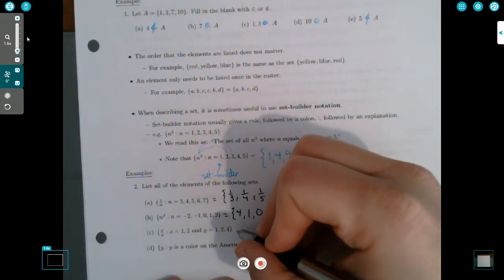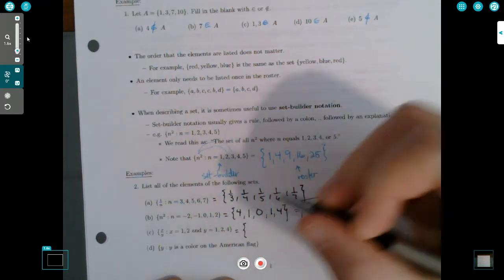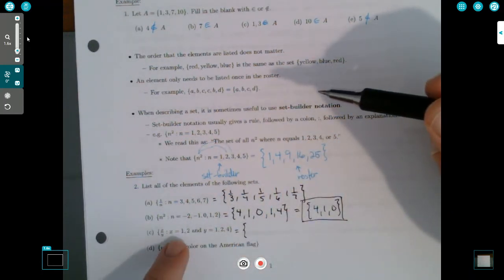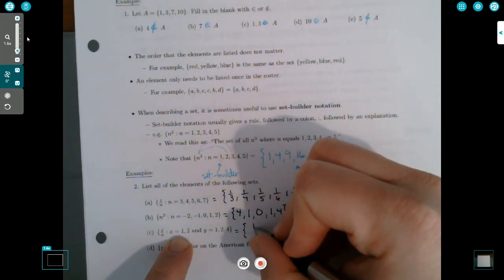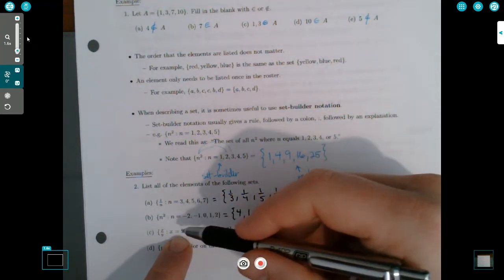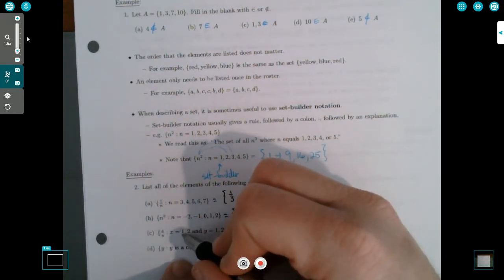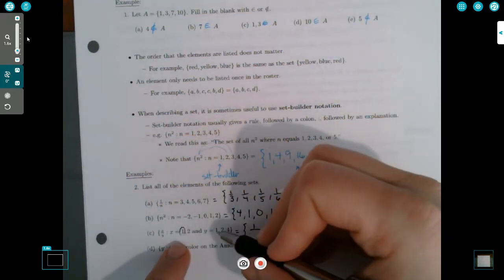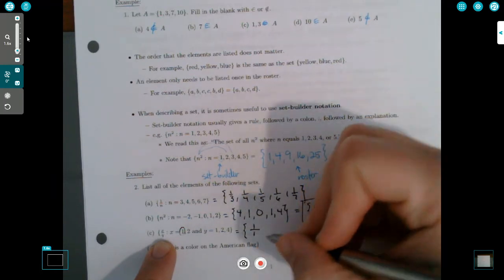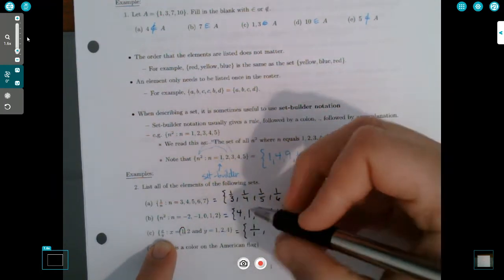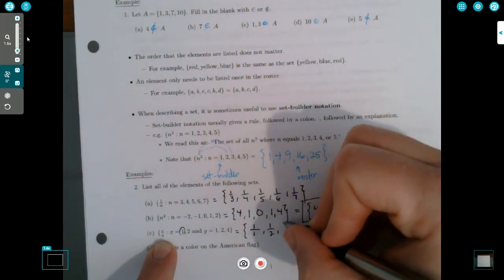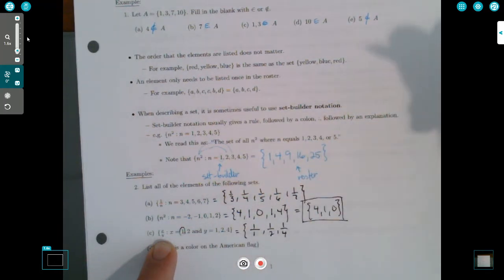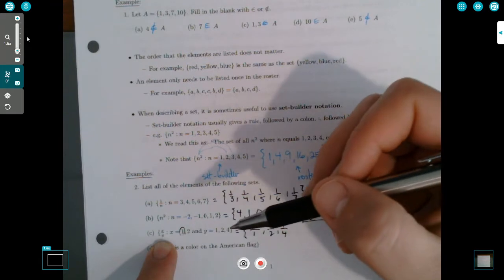Okay, so here's my solution. I'm going to do numbers of the form x over y. So I'm going to start by plugging in x equals 1. And so just focusing on x equals 1, right? Now, y can also be 1. So I would get 1 over 1. Or y could be 2. So I could have 1 over 2. Or y could be 4. So I could have 1 over 4. Those are all of the possibilities if x is 1.